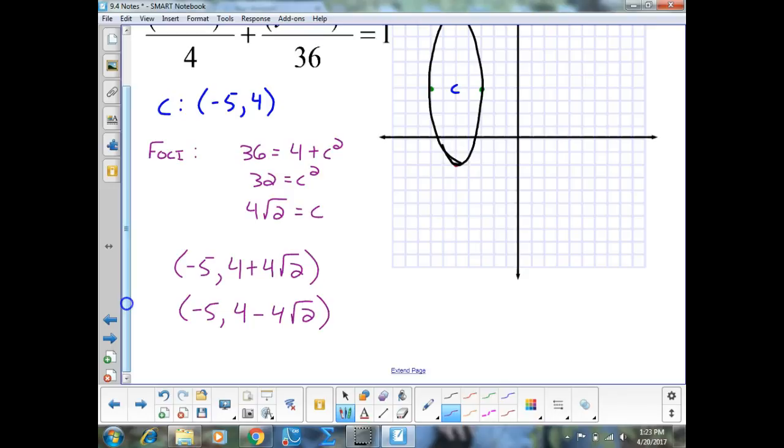Now, because it's from the center, you go from the center. We get 4 square roots of 2: the square root of 32 is 4 square roots of 2, because it's 16 times 2. Would 8 times 4 work? No, because there's still a perfect square factor in 8.